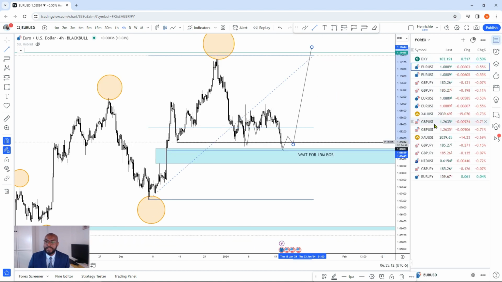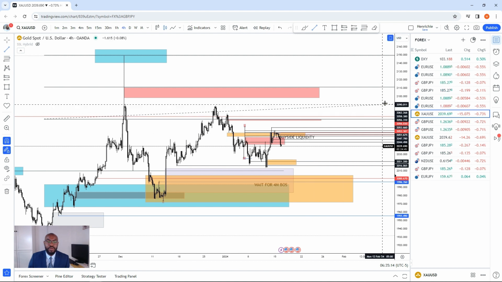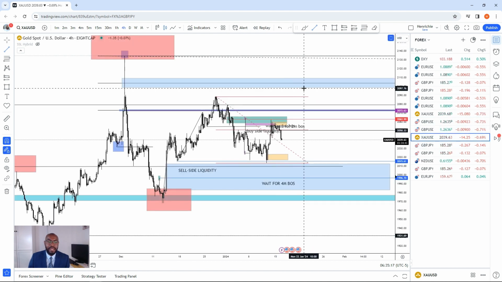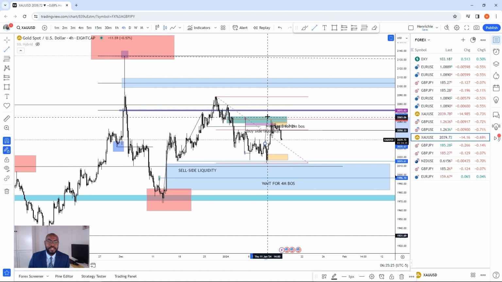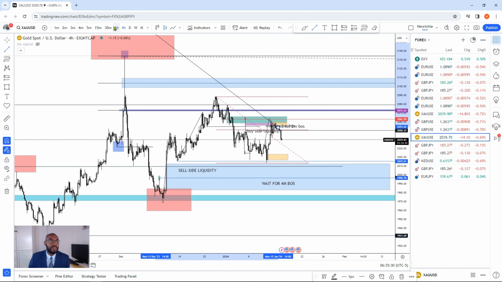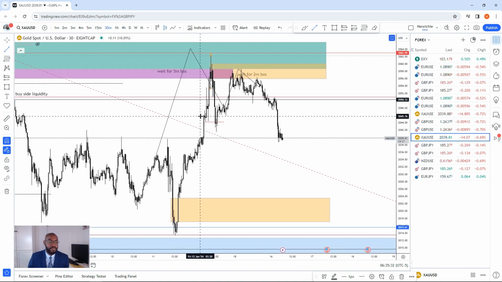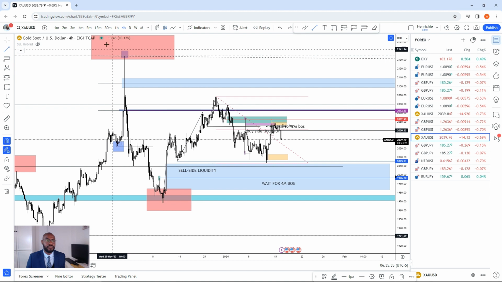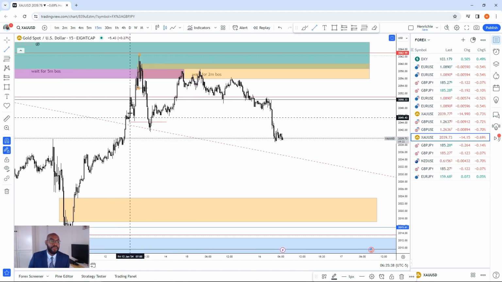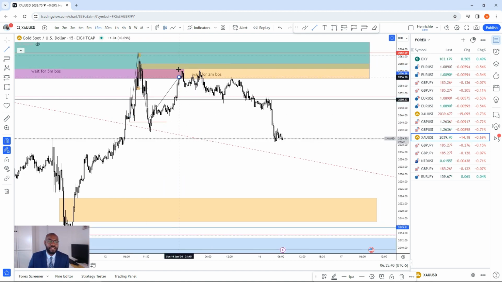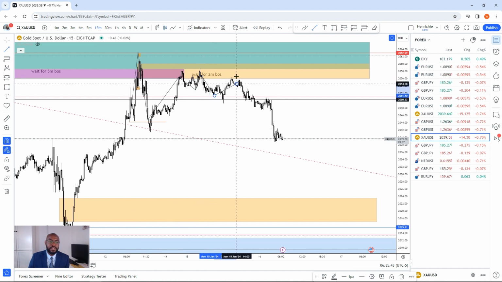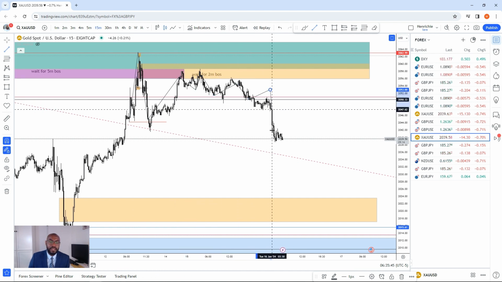And if you look at gold as well, even though gold seemed pretty slow today, I was expecting gold to be the more volatile one, but today gold just seems very slow. As you can see right here, gold has been in consolidation. We've been consolidating, but now we're in the expansion phase.